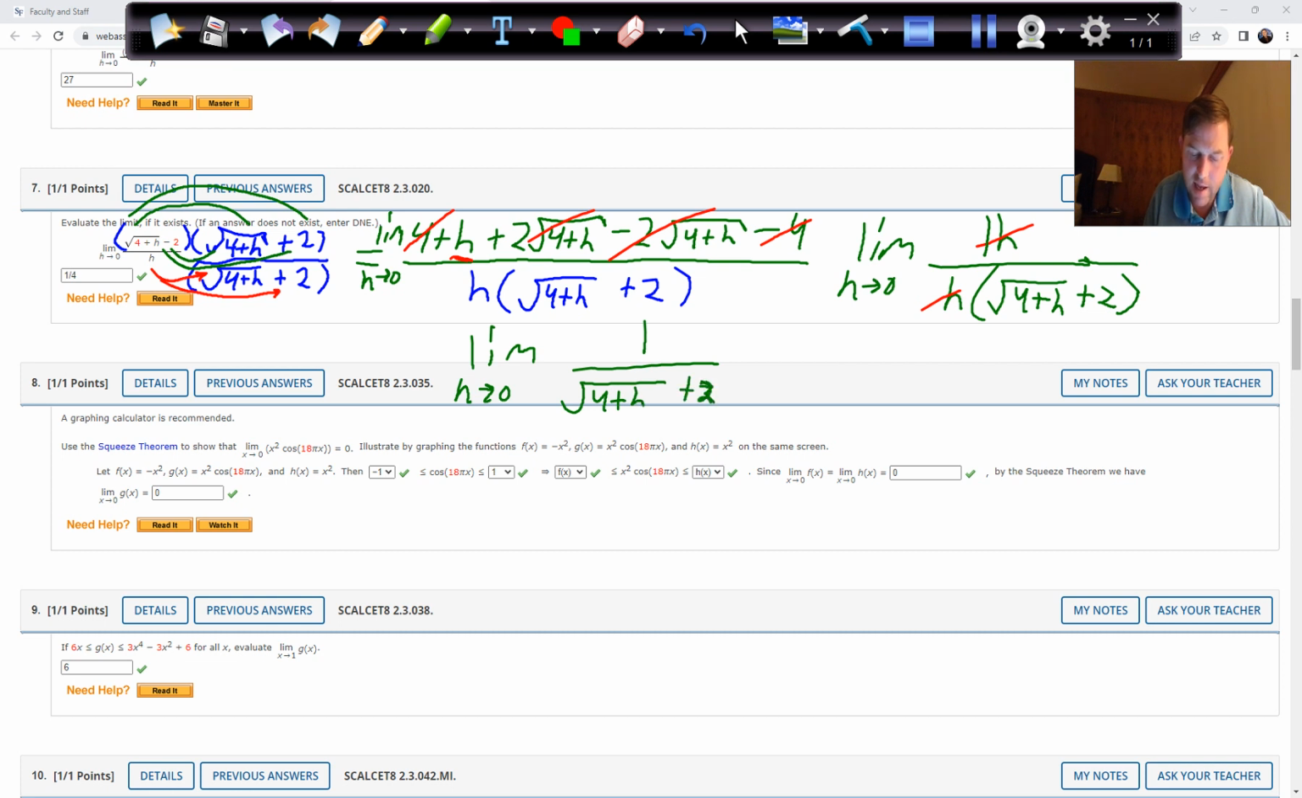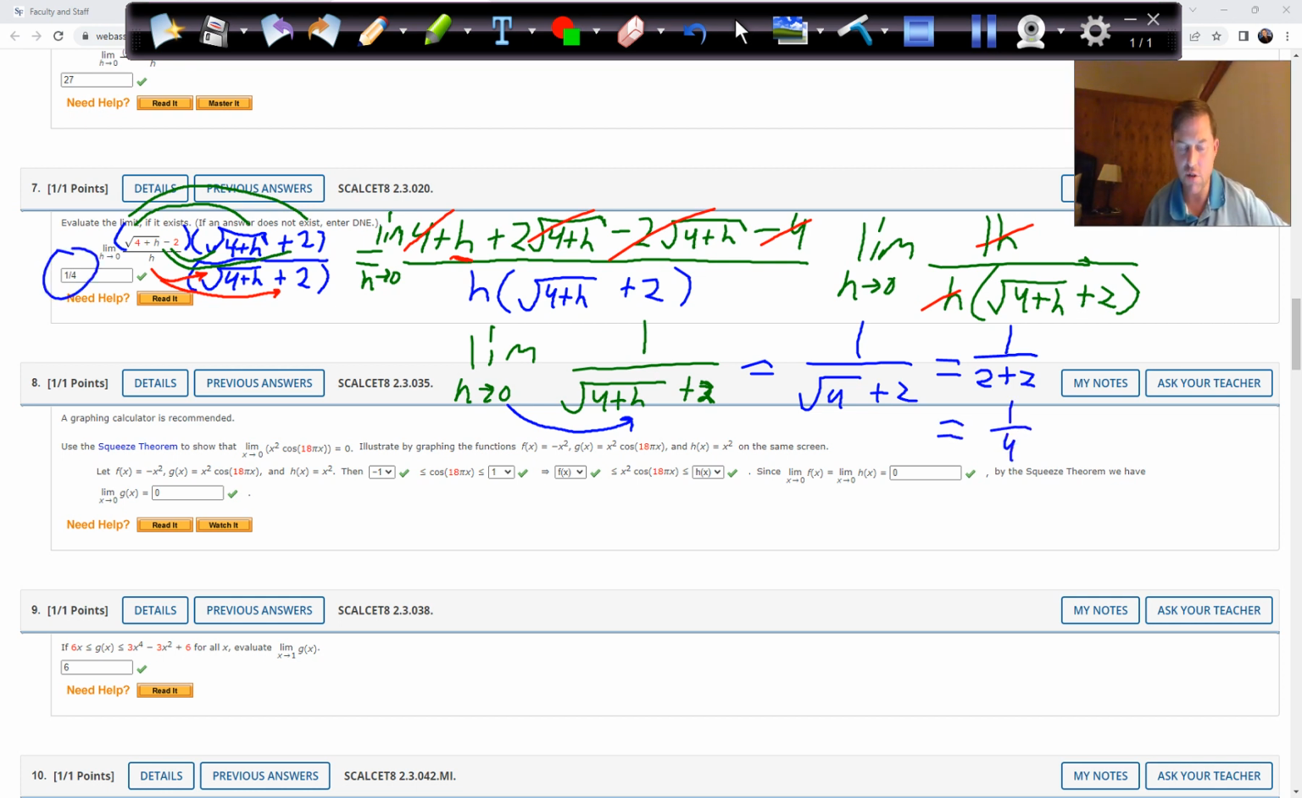And now I can plug in h of 0 because it will not force this function to be divided by 0. So make that h a 0. You get 1 over the square root of 4 plus 2. Square root of 4 is 2, so this is just 1 over 2 plus 2, which is 1 over 4. Okay, so that's multiplying by the conjugate to allow us to get a function where the h can be removed from the denominator.